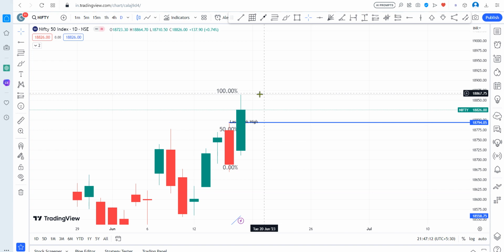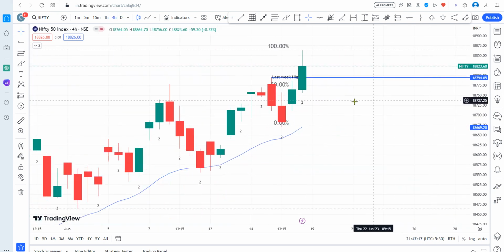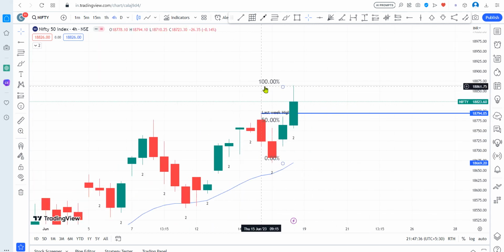the high of last week. Look at the 4 hour chart. These two bars are of Thursday, bear bars. Today in the first half we have a green bull bar, and in the second half we broke above last week's range. So today is considered a breakout bar for last week's range and this week also.